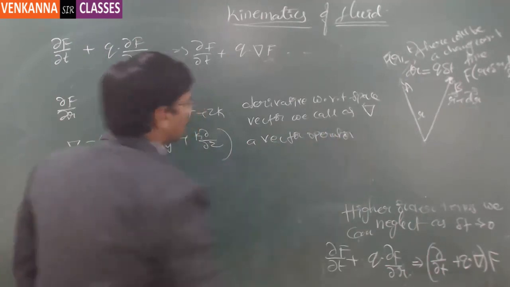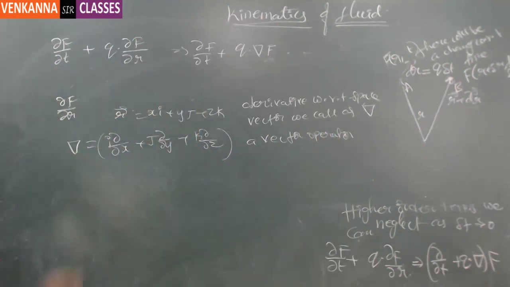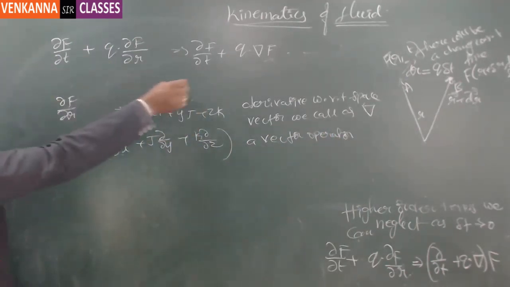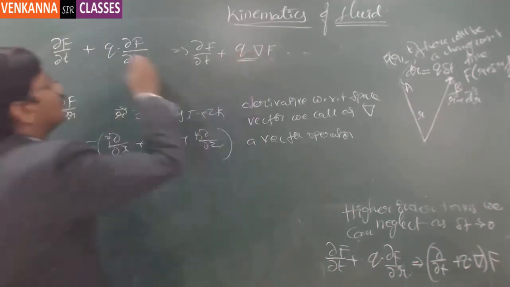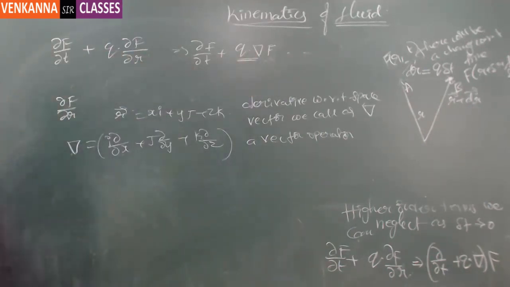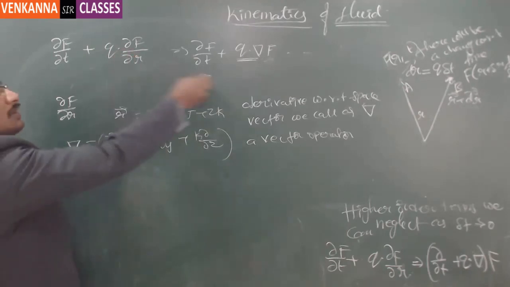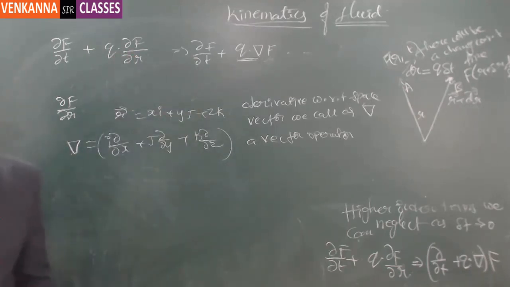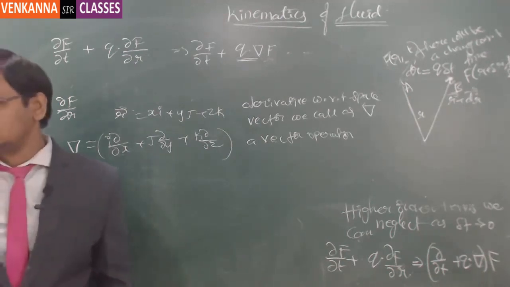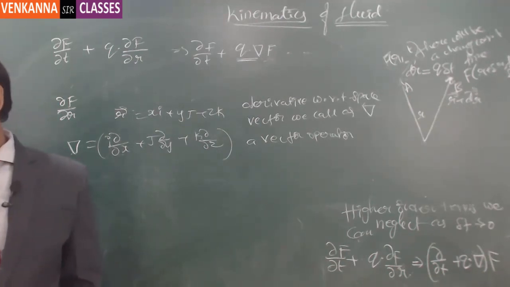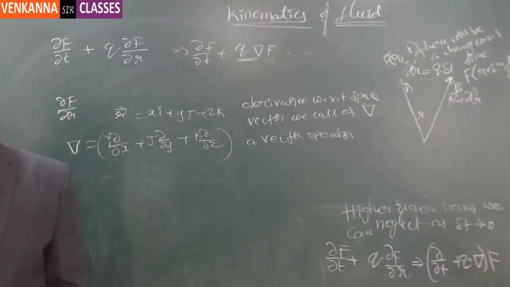So this is a vector operator, which in short is written as q dot del. Here q is as usual coming from the equation, but dou f by dou r is treated as del f. Got it or not? Understood?